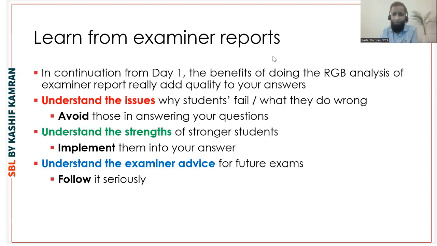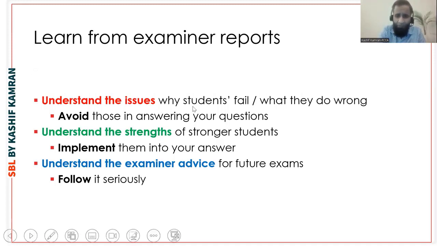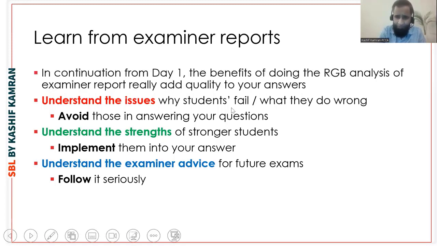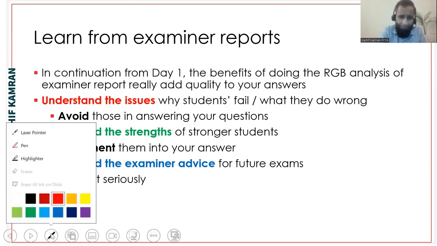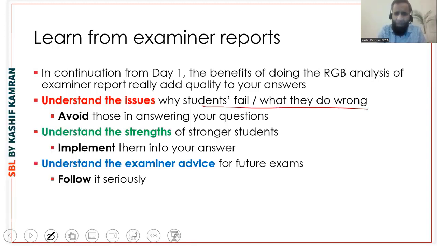You read the September 23 examiner report on one side and on the other side is your answer. On the screen is your answer and a hard copy of the examiner report. And you read the examiner report. Okay, the examiner says why students fail and what they did wrong, right? And you underline that in red. And you say, oh, this is exactly what I did in my answer. And in your answer, you cross it.